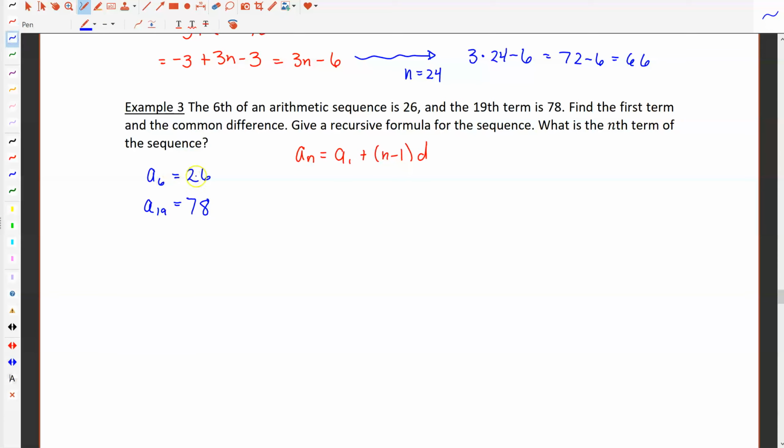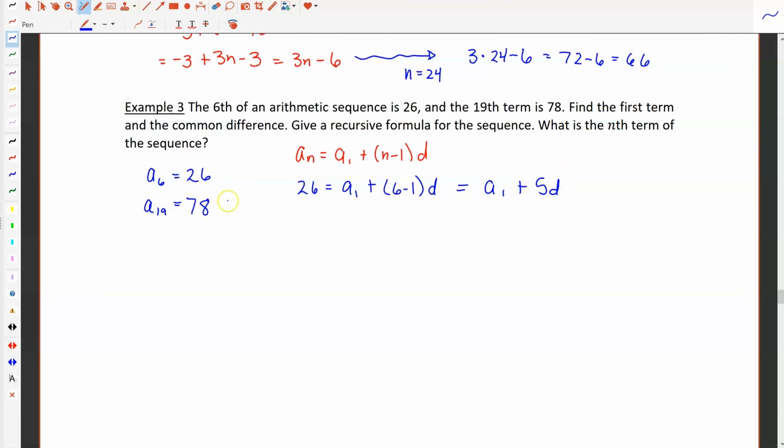What we have then is from the first piece of information, 26 is equal to a sub 1, which I don't know, plus, now n is the position that we were in the sequence. So right now I'm dealing with the 6th position, so I'll have 6 minus 1, and then times that common difference that I don't know, so d. Right, so maybe just cleaning up that part, I'll get a sub 1 plus 5d. Right, so I get that equation.